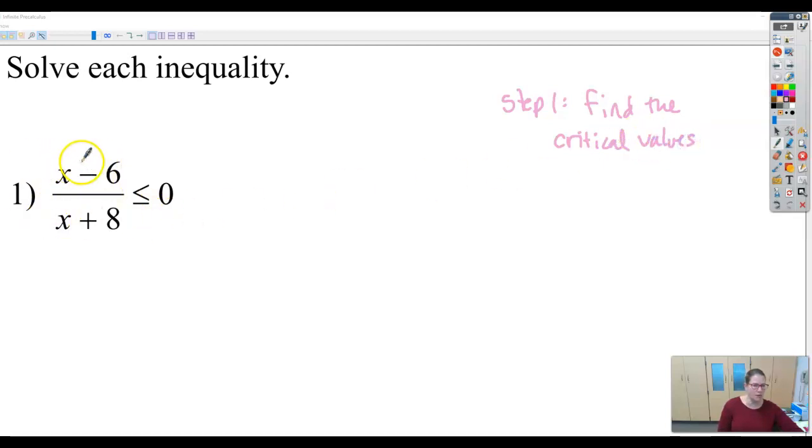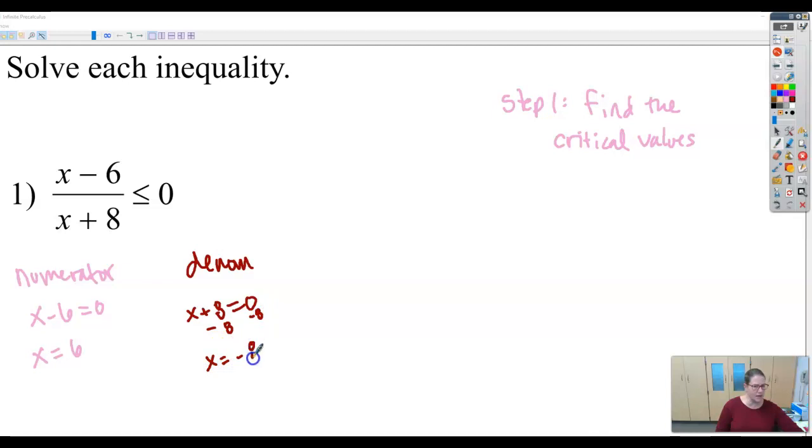Okay, so we want to do both. From the numerator here, we have x minus 6. If I were to set that equal to 0, what would x have to be to make that equal 0? That would be positive 6. I'm going to change colors, that's a little light. On the denominator, I have x plus 8 equals 0. If I subtract 8 from both sides, we would have x equals negative 8. So my two critical values are 6 and negative 8. Again, you're going to find them from the numerator and the denominator.